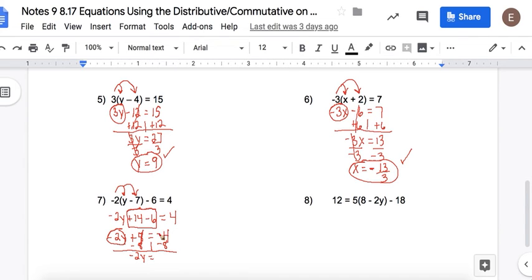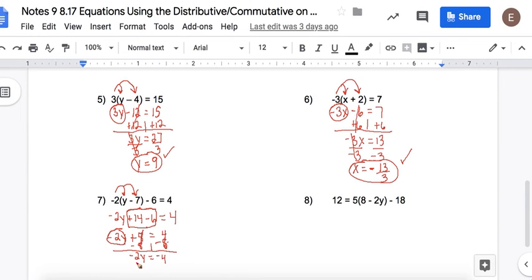I'm sorry, this is positive 4. I stuck a negative in there. That should not be in there. I apologize. So let's fix that. This should equal positive 4. And 4 minus 8 is negative 4. Sorry about that. Not sure how I got the negative there at first.